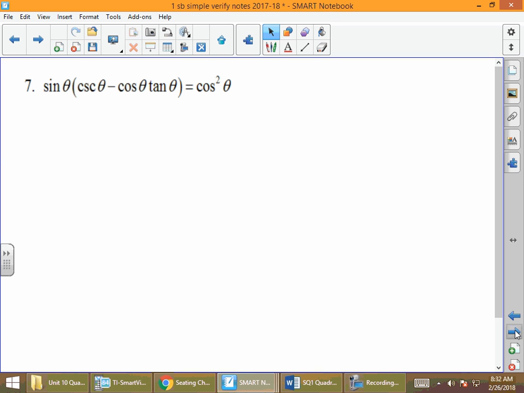And now we can verify. And verify means that we're going to take one side of an equation and turn it into the other side. We only work with one side. And as I think about it here for a second, the question is, do we want to distribute that sine first? Let's say yes.